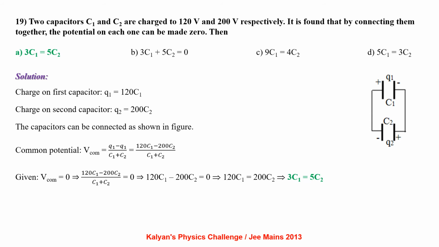So, the common potential Vcom equals (Q1 minus Q2) by (C1 plus C2), that is (120 C1 minus 200 C2) by (C1 plus C2). Given Vcom equals 0, from which we get the relation between C1 and C2 to be 3C1 equals 5C2.